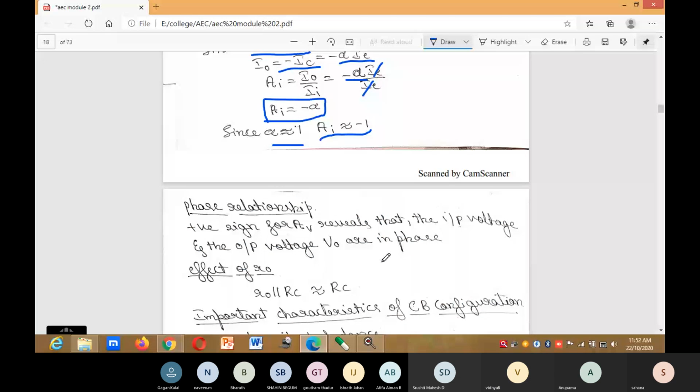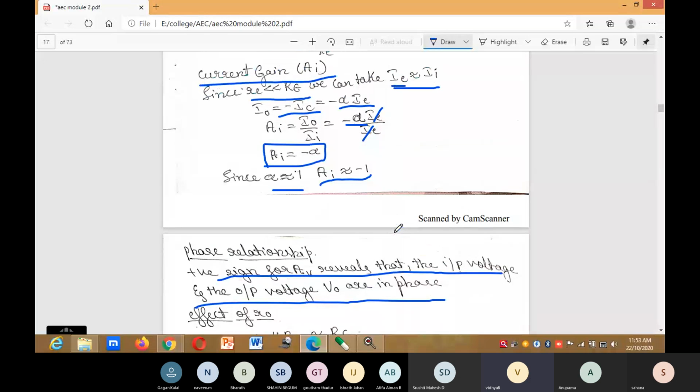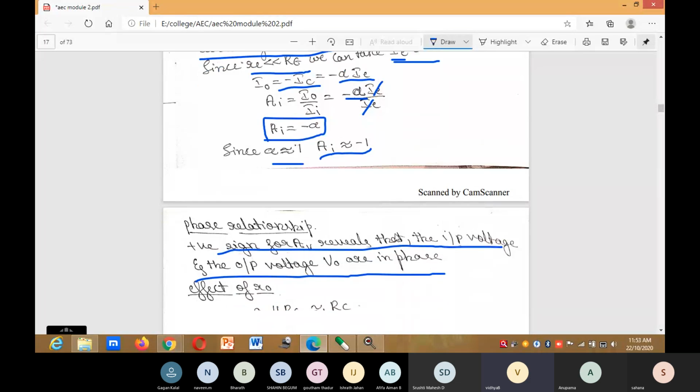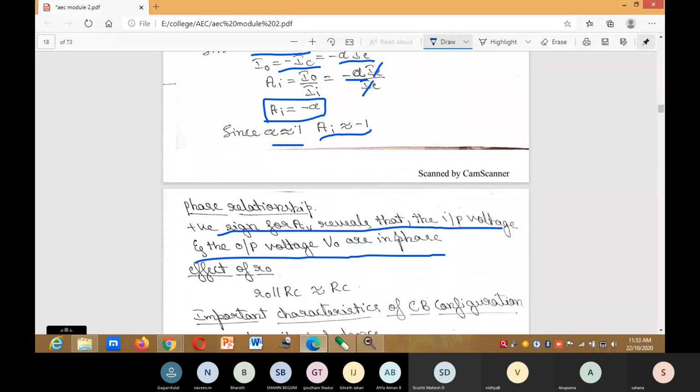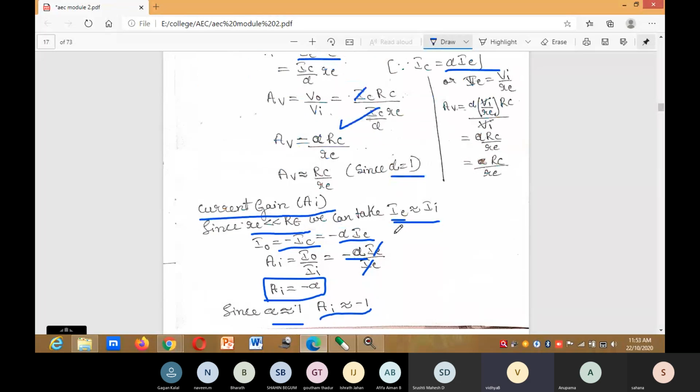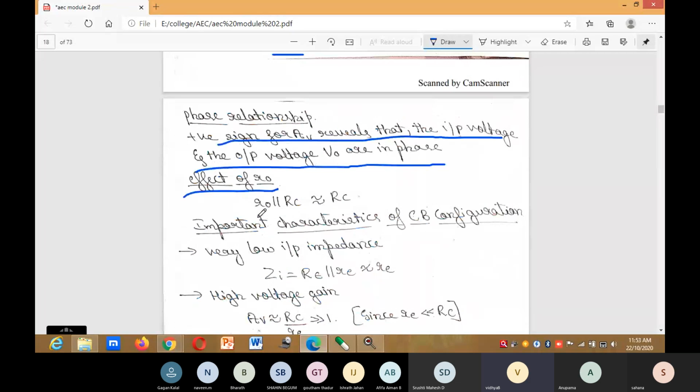In the last topic, emitter follower, we got voltage gain as 1. In this common base configuration, current gain is 1. Phase relationship: the positive sign for AV reveals that input voltage and output voltage V0 are in phase. Effect of R naught: R naught parallel RC equals RC.